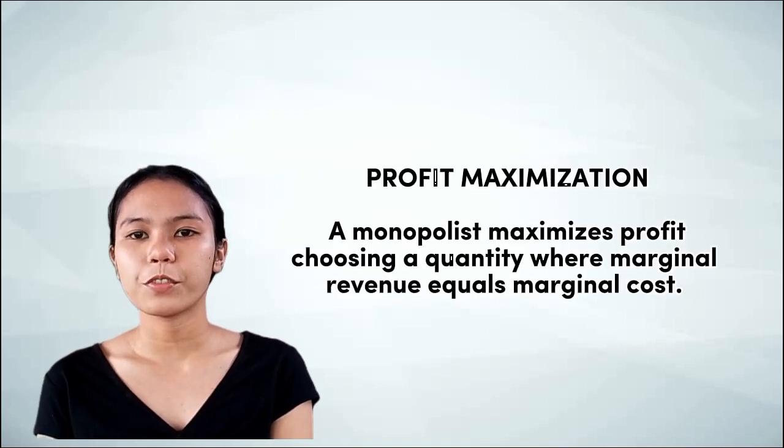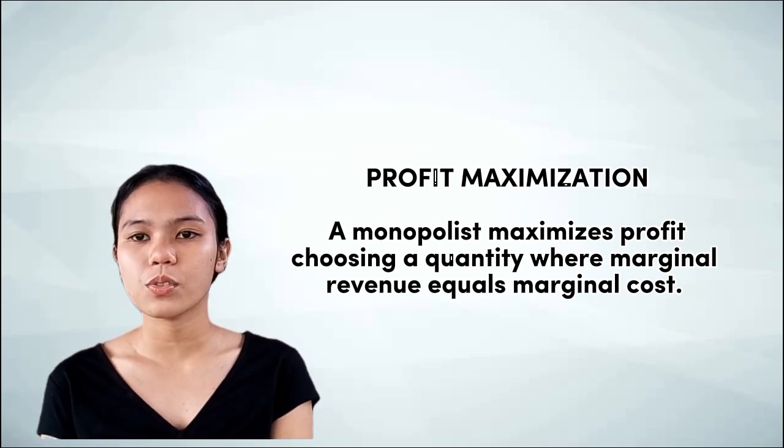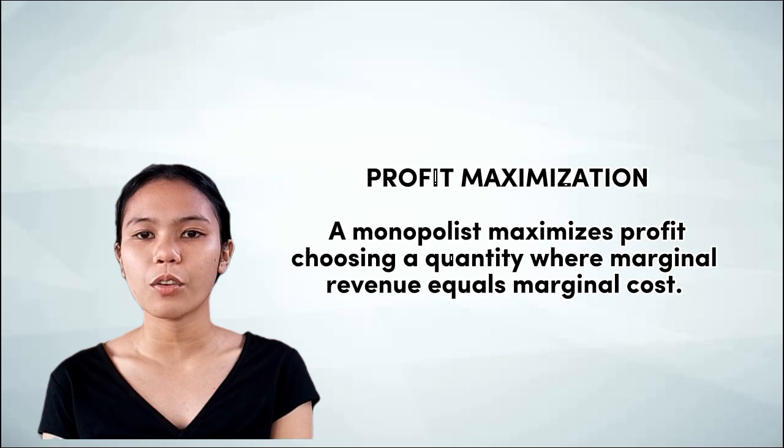So here is profit maximization. A monopolist maximizes profit by choosing a quantity where marginal revenue equals marginal cost, a process that companies undergo to determine the best output and price levels in order to maximize its return.